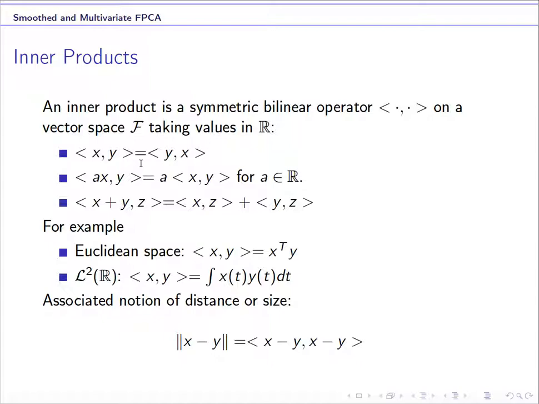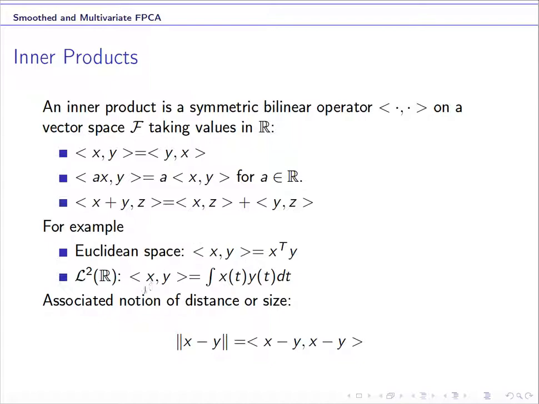Firstly, the inner product of x and y equals the inner product of y and x. Also, the inner product of ax and y equals a times the inner product of x and y. And the inner product of x plus y with z equals the inner product of x with z plus y with z. These are the three requirements for inner products. If a symmetric bilinear operator satisfies these three constraints, we can call it an inner product. So you can see the inner product can be very general. Here are some examples. For the vector Euclidean space, the inner product is just the inner product of two vectors x and y.